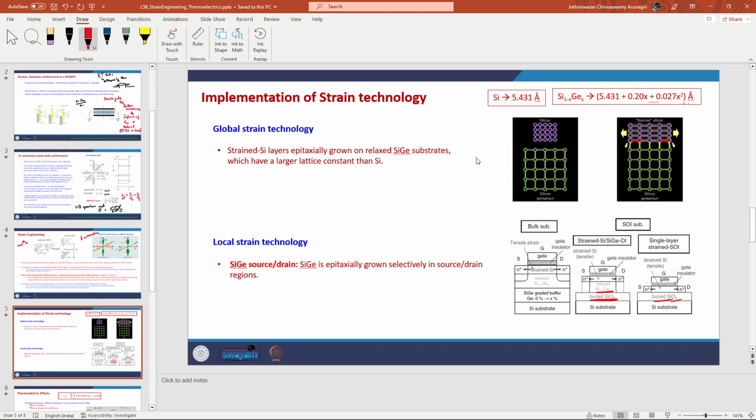Now, this is the way in which strain can be imposed globally on a semiconductor. Another way is when we have a local strain definition.